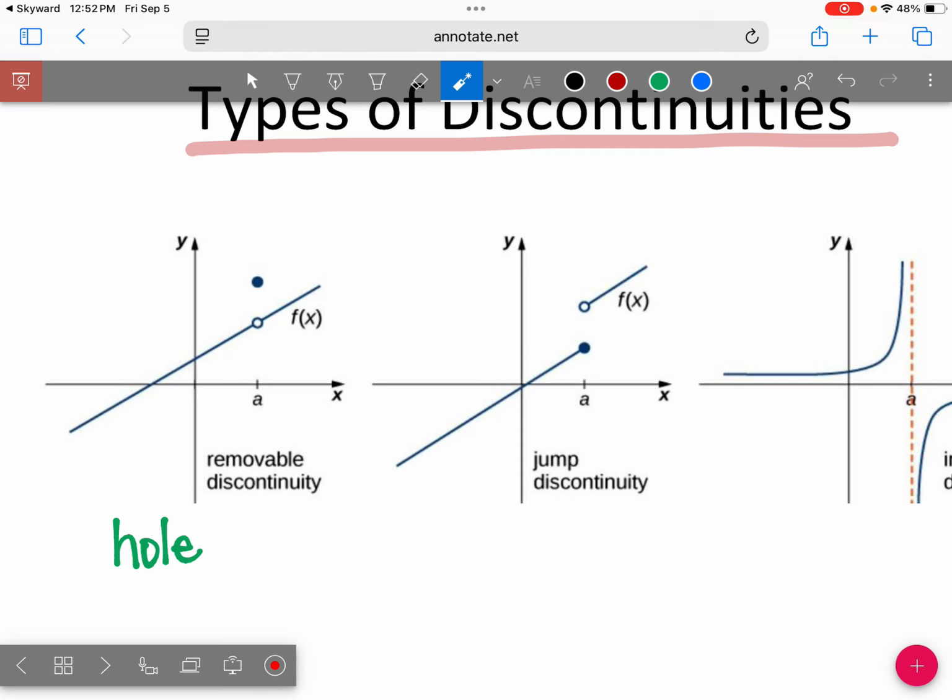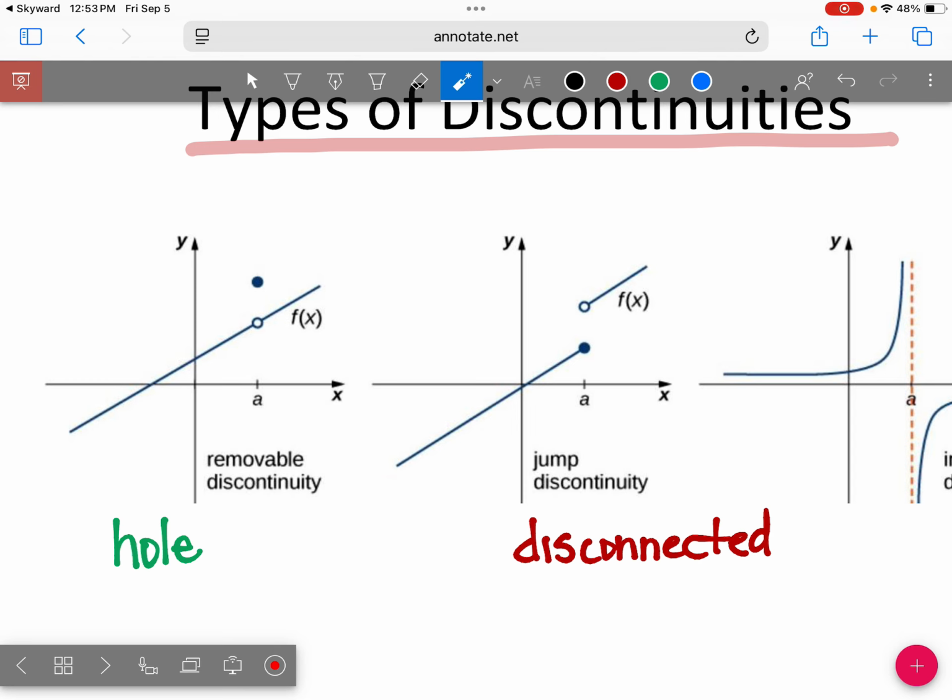A jump is disconnected. So you actually have 2 different graphs. So if you think of it as 2 sidewalks that don't meet up. So in this one, see how both sides touch the pothole. But over here, if I was walking on a ramp, when I get to the top of the ramp, I actually have to jump to get to the next ramp. It's not connected.